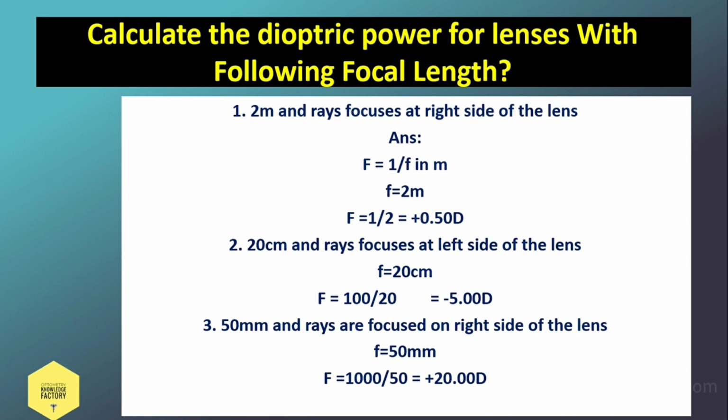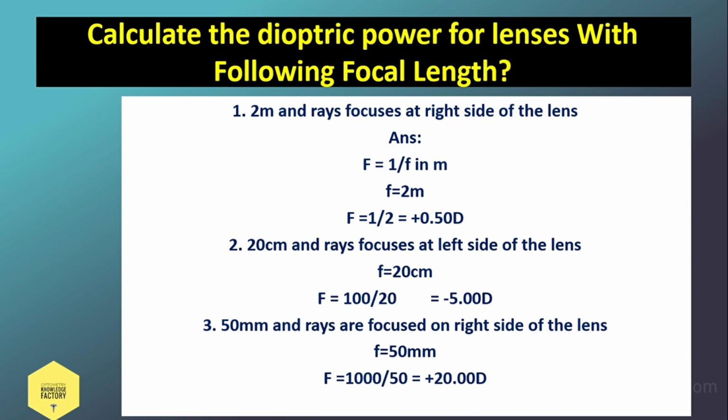Calculate the dioptric power for lenses with the following focal lengths. There are three questions. In the first question, the focal length is 2 meter and the light rays are focused on the right side. So the lens is convex, so prefix a plus sign before the power. The final power of the lens is 1 by 2 equal to plus 0.50 diopter.